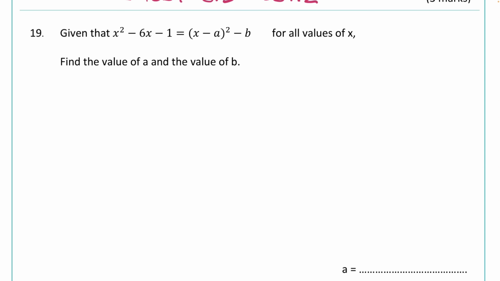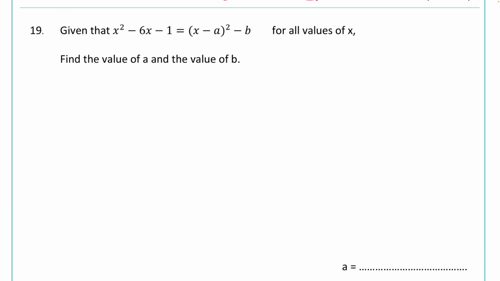Okay, so our next question is looking at completing the square. It says, given that x squared minus 6x minus 1 equals, and then we have the completed square form, and it says for all values of x, find the values of a and the value of b. Now, completing the square is a nice topic. We halve this coefficient here and put that into our squared bracket. And this is our squared bracket just here. So we have x minus 3, and that's squared.